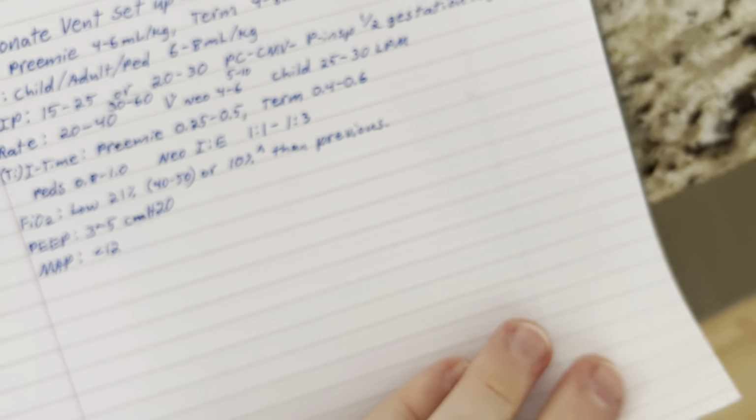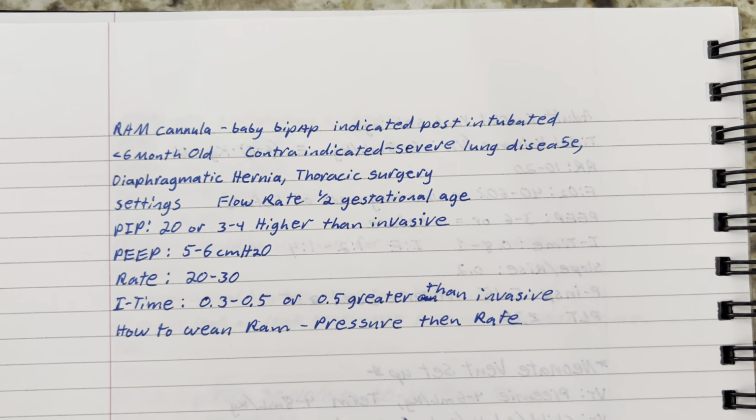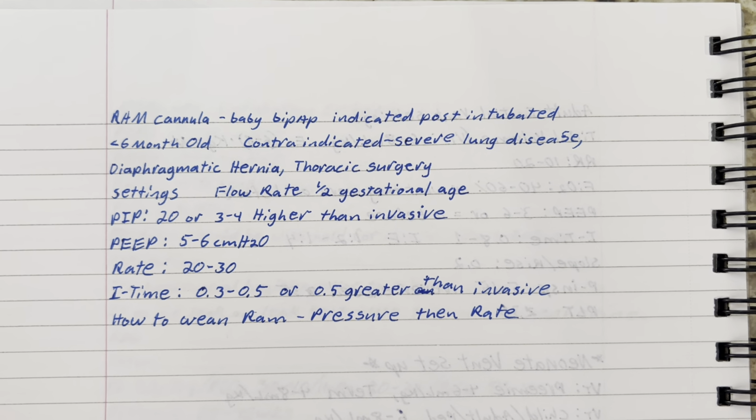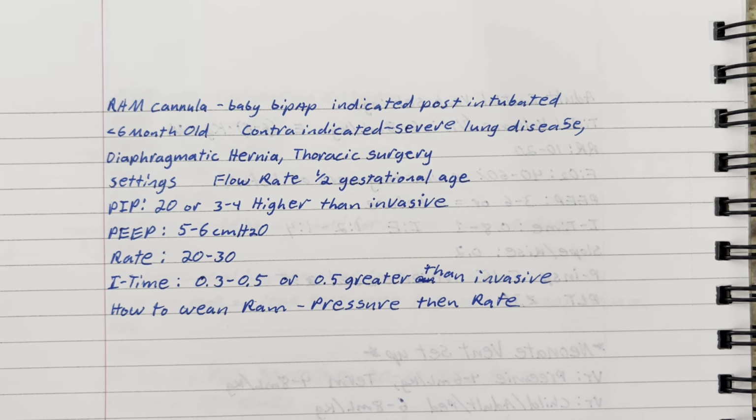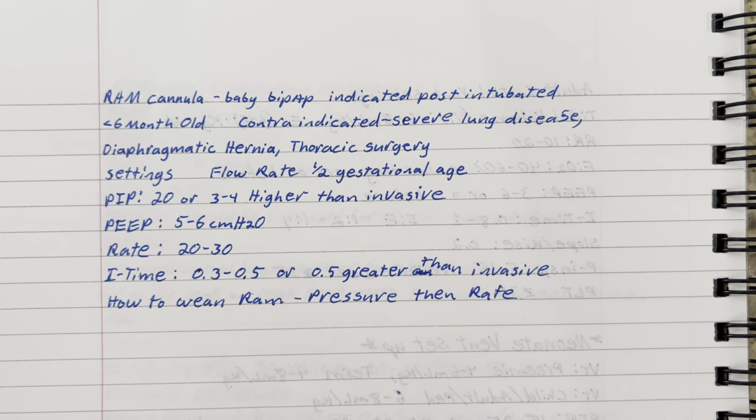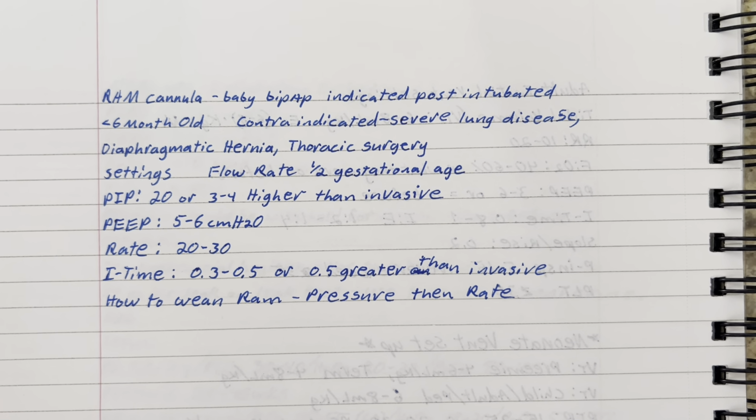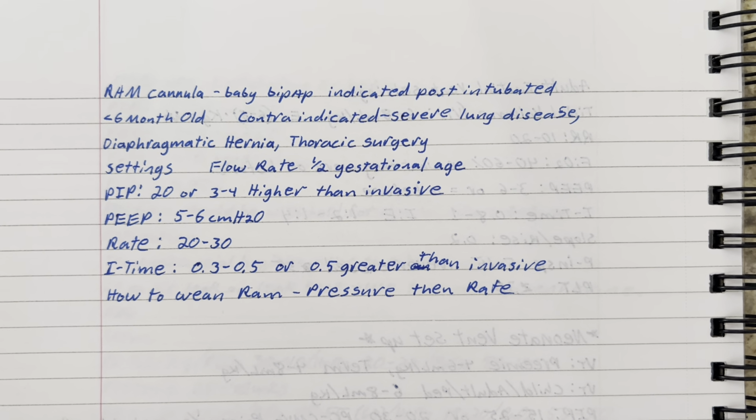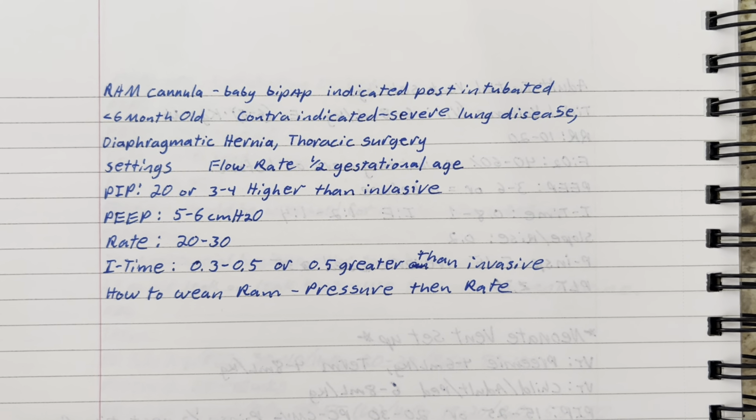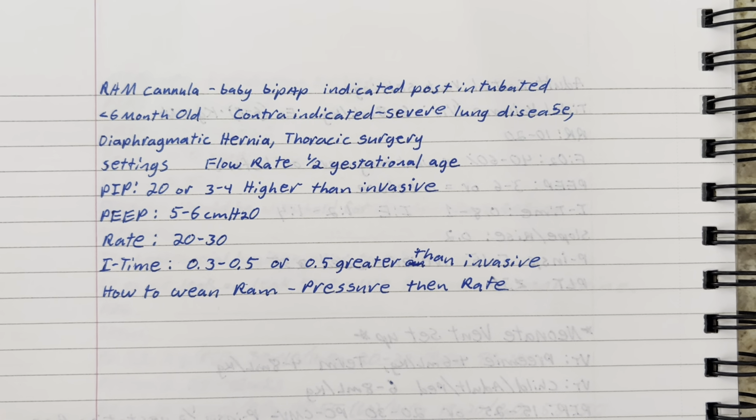All right, so RAM cannula, I'm going to go with that just because that's probably what we would extubate the neonate to. RAM cannula, baby BiPAP indicated post intubation, or if they're less than 6 months old. Contraindicated with severe lung disease, diaphragmatic hernia, and thoracic surgery.